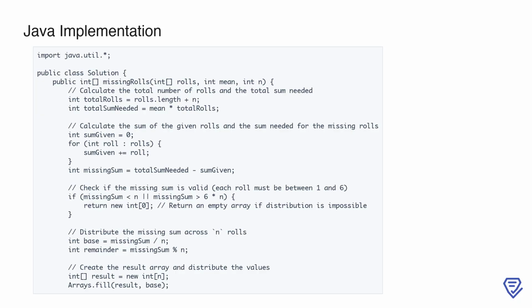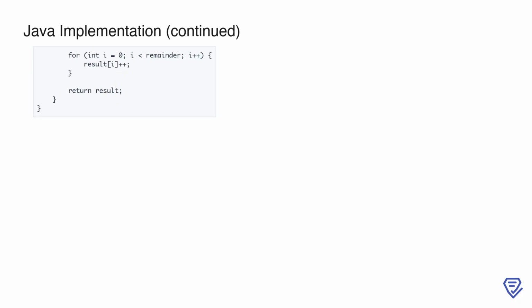If the missing sum is outside this valid range, we return an empty array since it would be impossible to achieve the desired distribution. Assuming the sum is valid, we proceed to calculate the base value for each missing roll by dividing the missing sum by n, and we also calculate the remainder, which will be distributed later. Finally, we initialize an array for the result and fill it with the base value. To handle the remainder, we distribute it across the first few elements of the result array. This is done by incrementing the value of the first remainder elements in the array by 1.